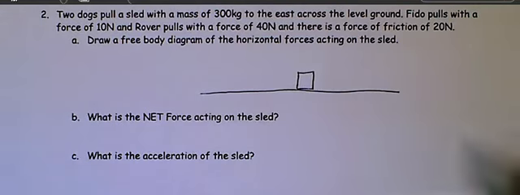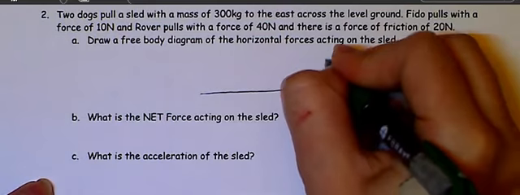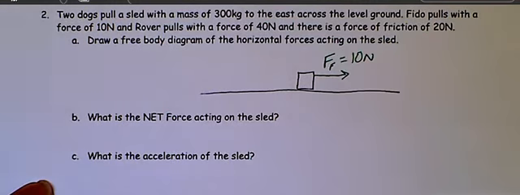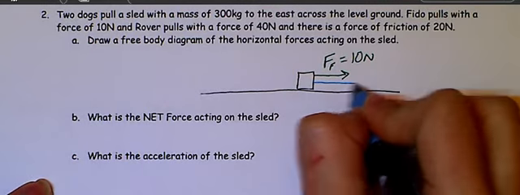So I've got force from Fido is 10. I'd make sure I have an arrow, and it's pulling to the east. And then Rover has a force of 40 in the same direction.